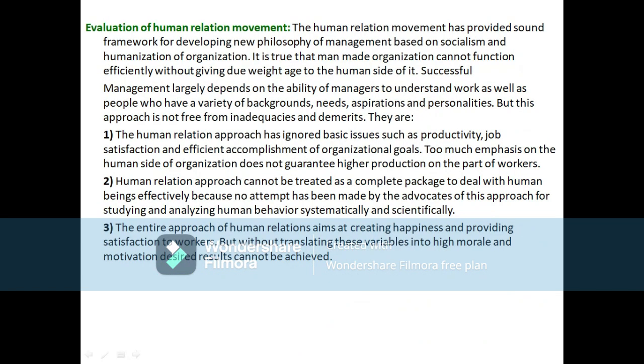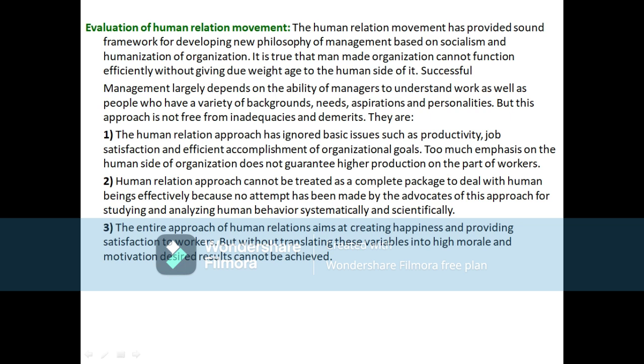Experiments were conducted. If you evaluate this human relations movement, the Hawthorne experiments proved to be a landmark in the evolution of management thought, and they gave birth to the human relations movement. They gave a fillip to a large number of studies on the human aspects of management. So these experiments unearthed those factors which motivate people at work.